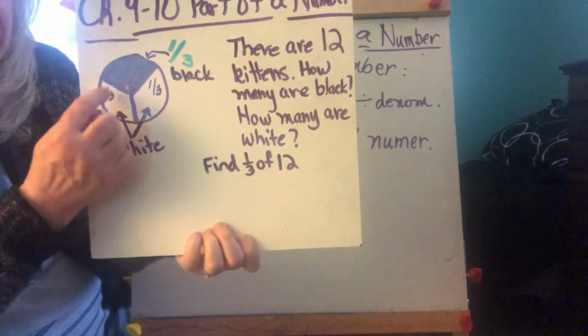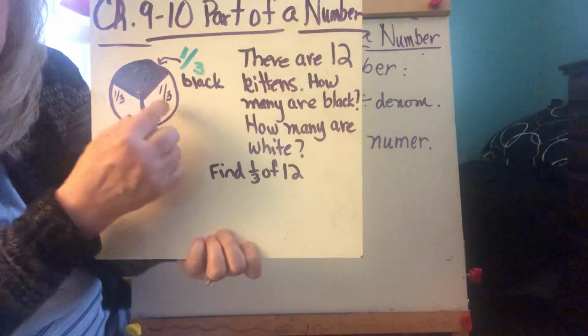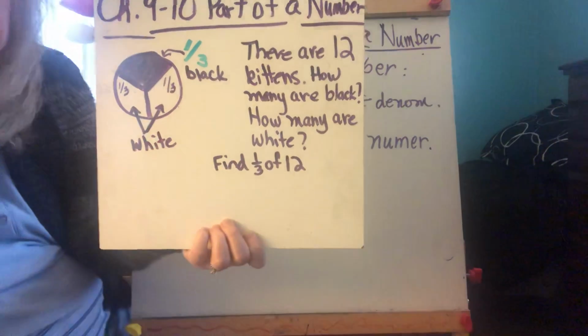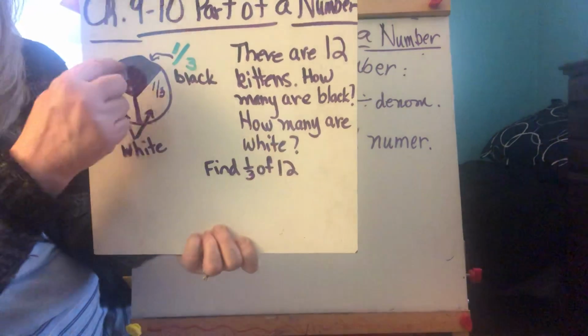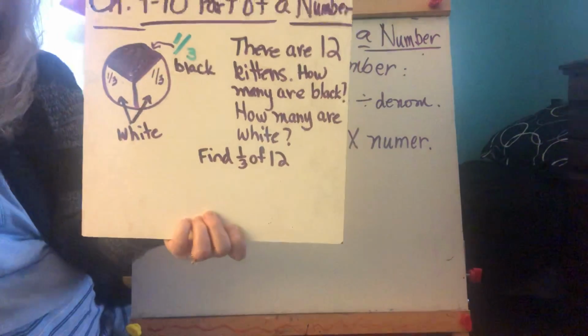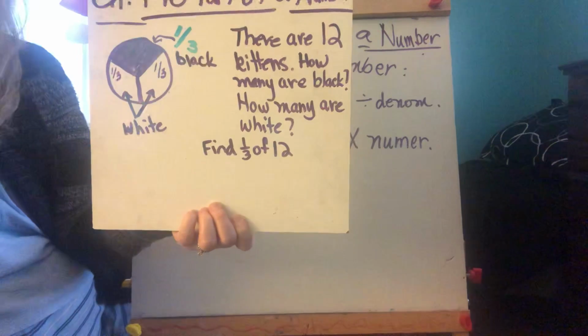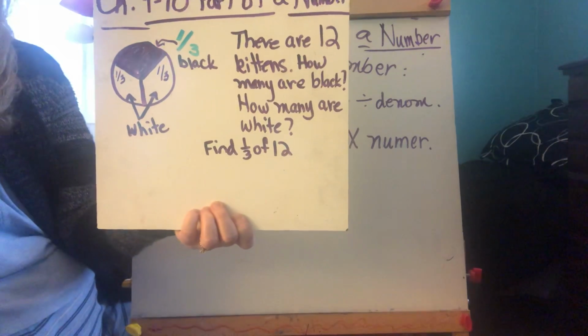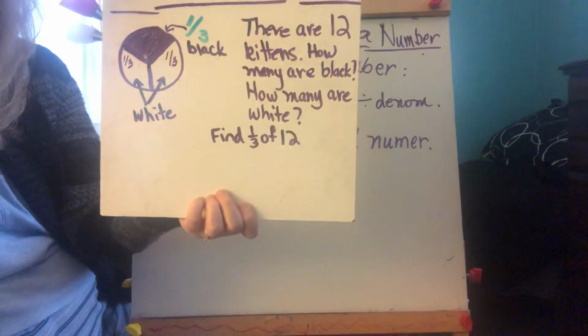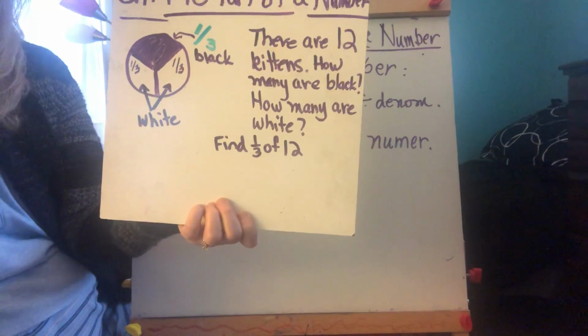If this was an apple and this was an apple, 1 apple plus 1 apple is 2 apples. 1/3 plus 1/3 is 2/3. Okay? And the third, which makes the whole thing, is a different color. So they're not asking you what fractional part of 12 is black and what fractional part is white. They want to know the actual number of kittens that are black.